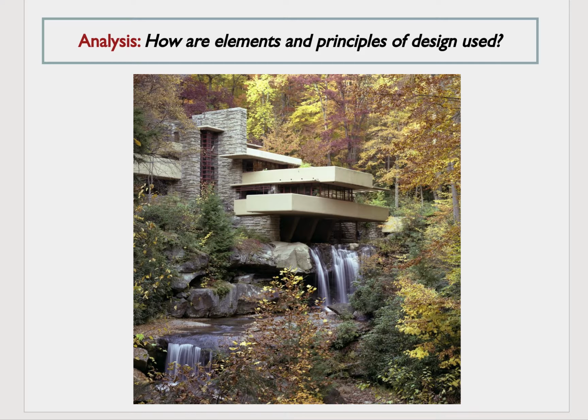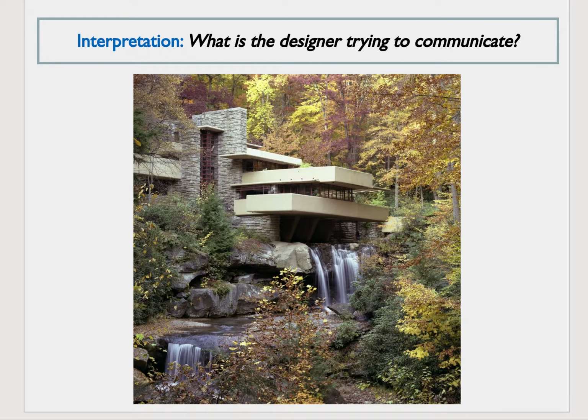How were the elements and principles of design used? How did Frank Lloyd Wright take those elements of design that you've just identified, and how did he arrange them? What is he trying to communicate? Again, what do you see? Keep going back to that. Look at what you actually see, not what you think you see. Make sure you really look at it.